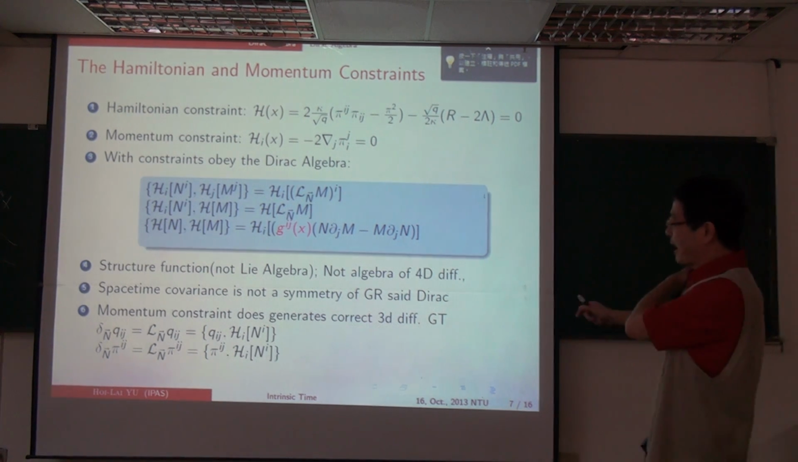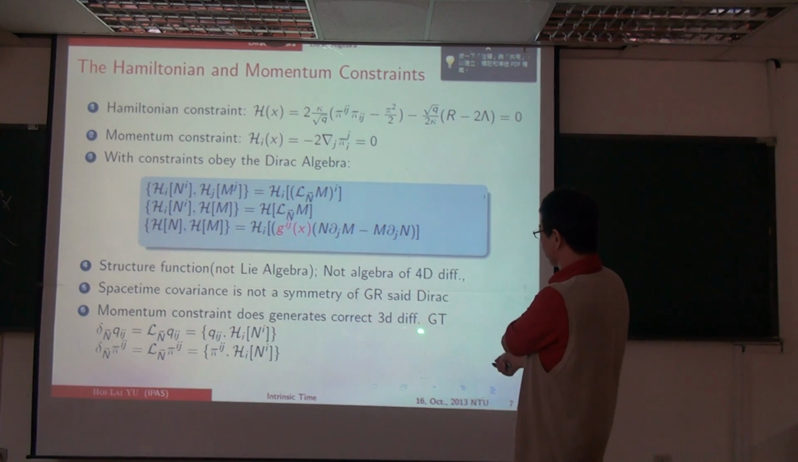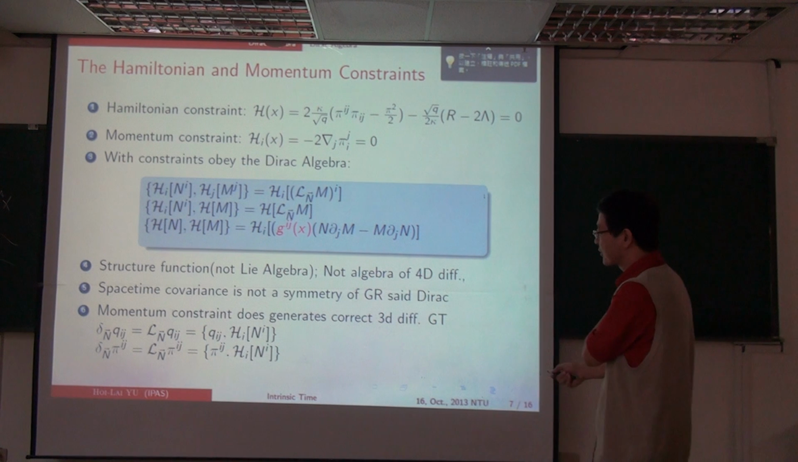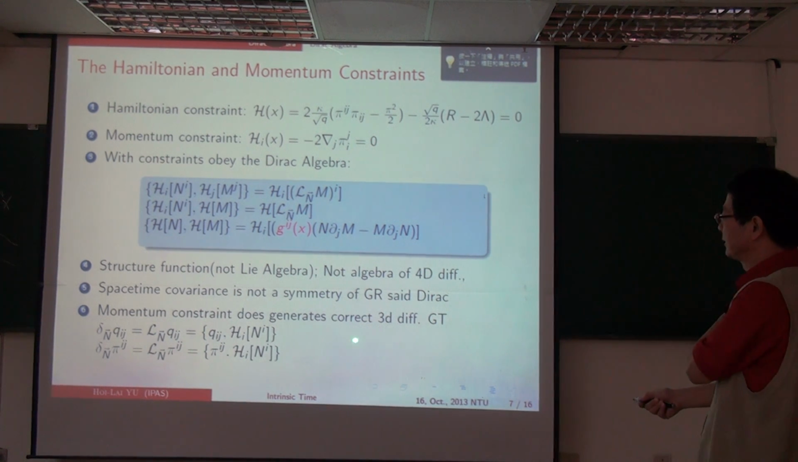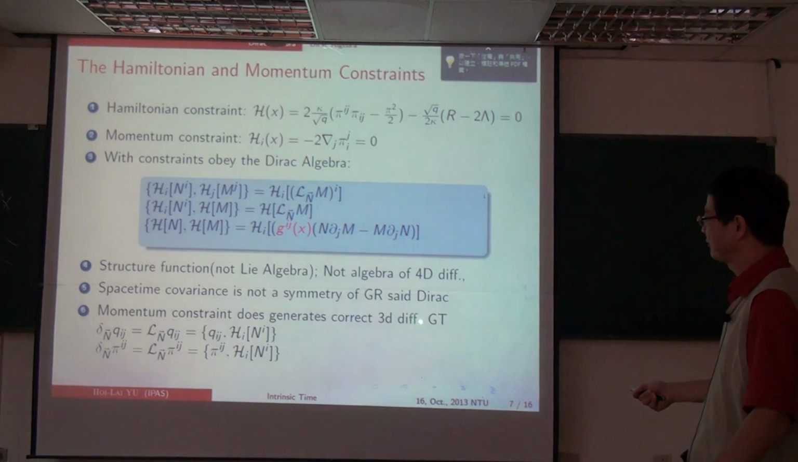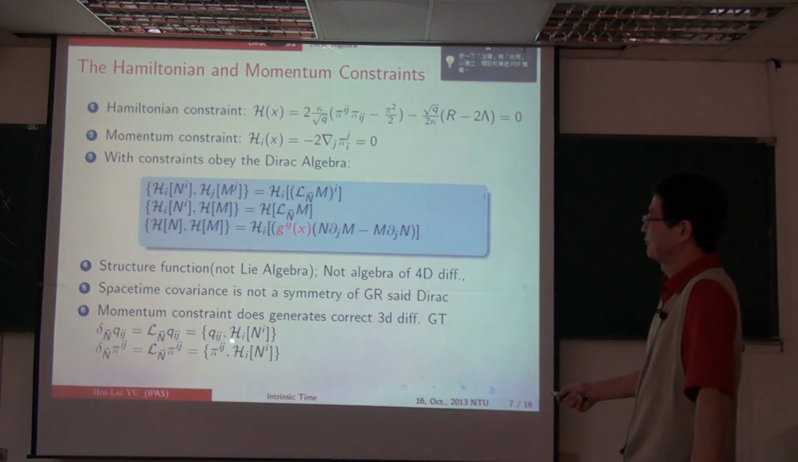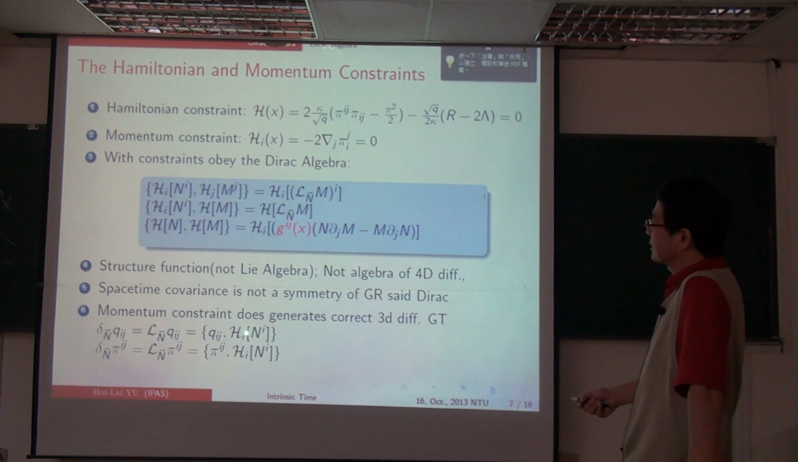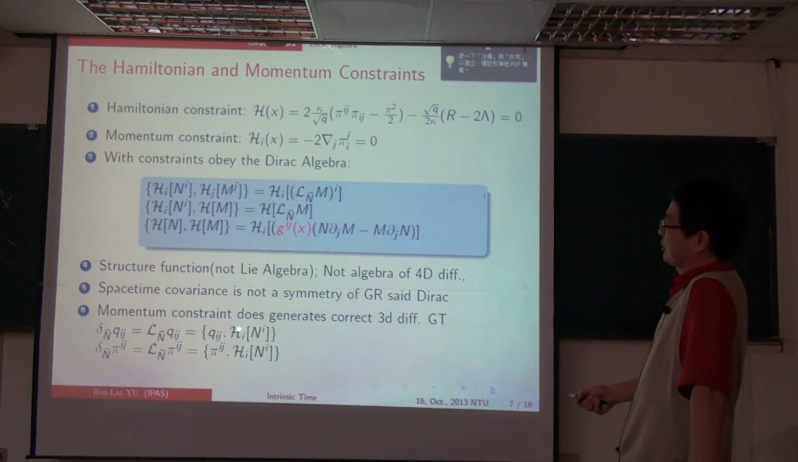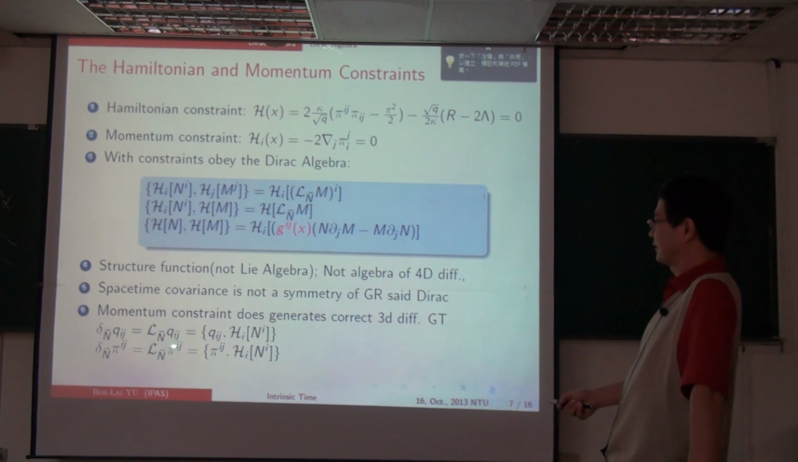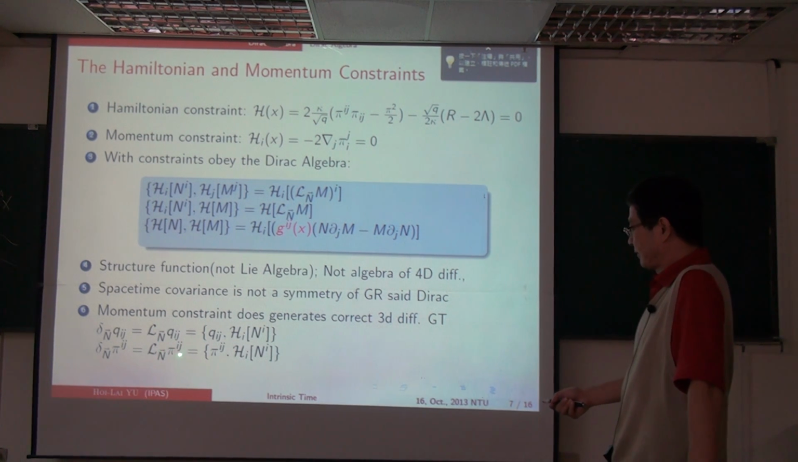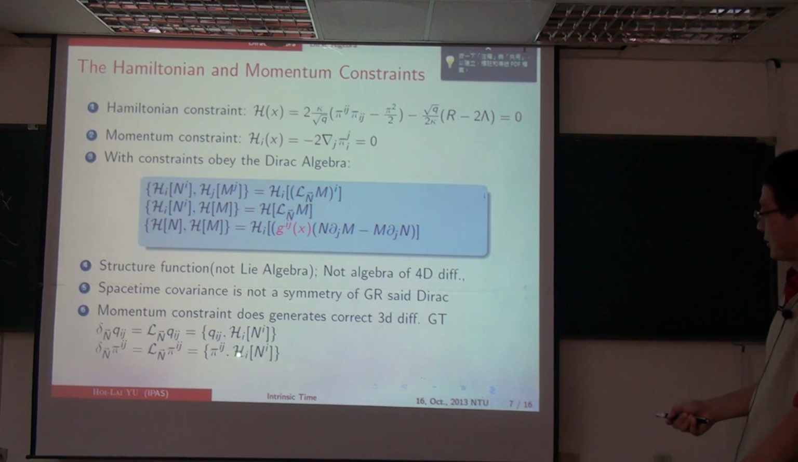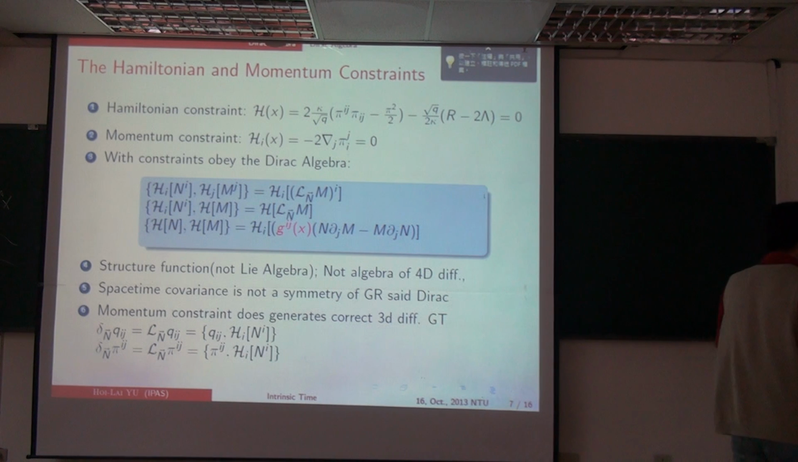Now, if you look at the momentum constraint, the momentum constraint does generate the correct three-dimensional diffeomorphism invariant gauge transformation. For example, Q_ij with the momentum constraint, just like the corresponding Gauss law in QED, gives just the Lie derivative of Q_ij, and so as well for pi_ij, the canonical momentum.